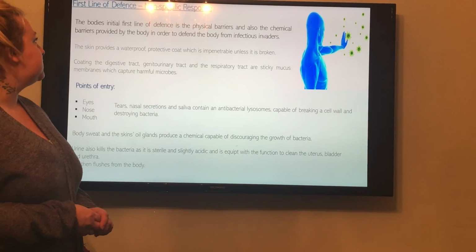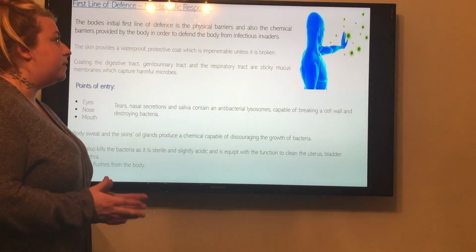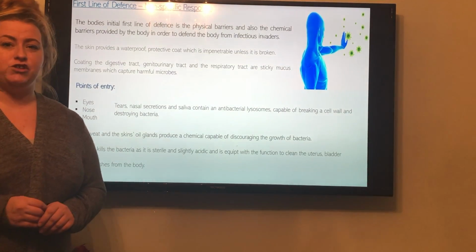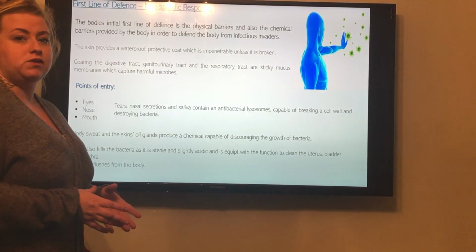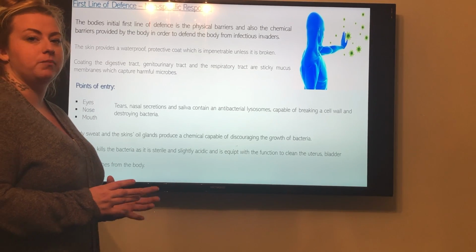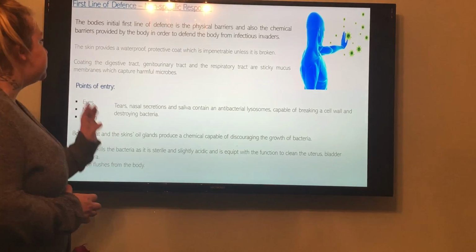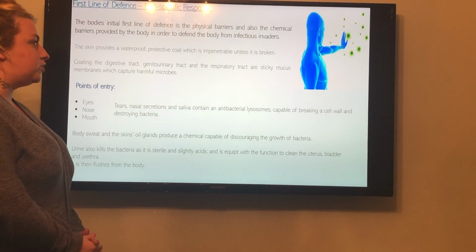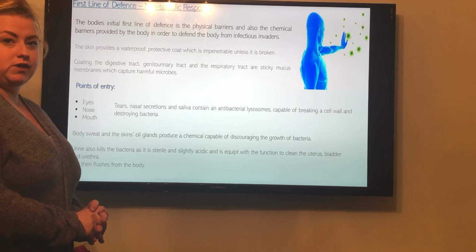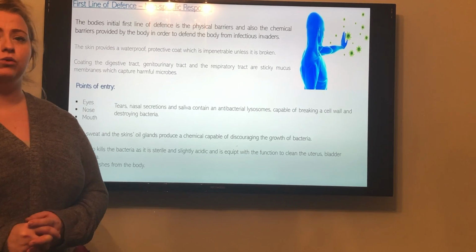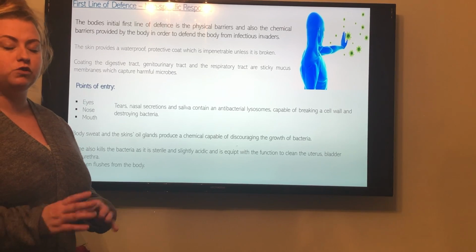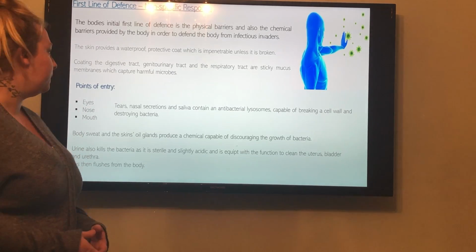The first line of defence is the body's initial physical barriers and also the chemical barriers provided by the body to defend the body from infectious agents. Now, the non-specific response is described as a type of defence which has no specific specialisation for a particular kind of invader. So the skin provides a waterproof protective coat which is impenetrable unless it is broken. The skin is the largest of the body organs and also contains beneficial bacteria and antimicrobial peptides, which protect the body from harmful bacteria taking over.